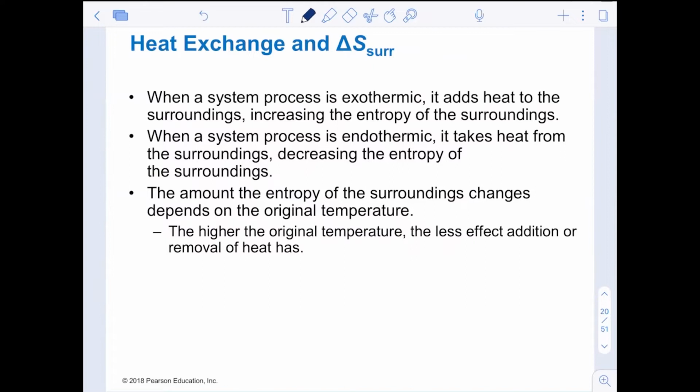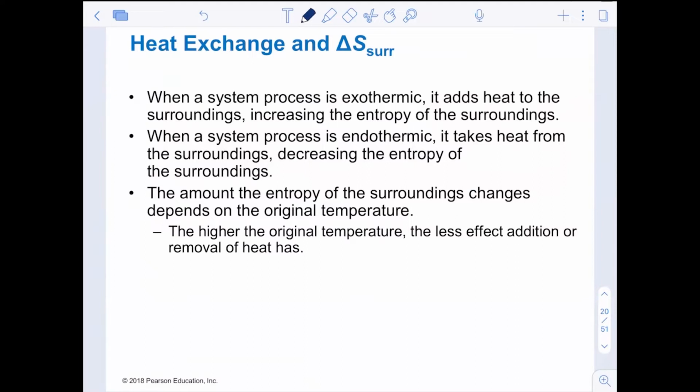When a system's process is endothermic, it takes heat away from the surroundings, and that decreases the entropy of the surroundings. So what we're seeing here is an opposite effect. As heat is released by a system, it's going into the surroundings, and vice versa. When heat is absorbed by the system, it's coming from the surroundings. We knew this, right? But now that heat change is going to affect the entropy of the surroundings.